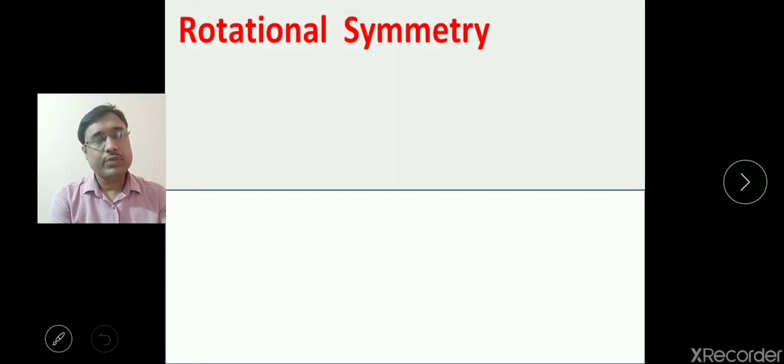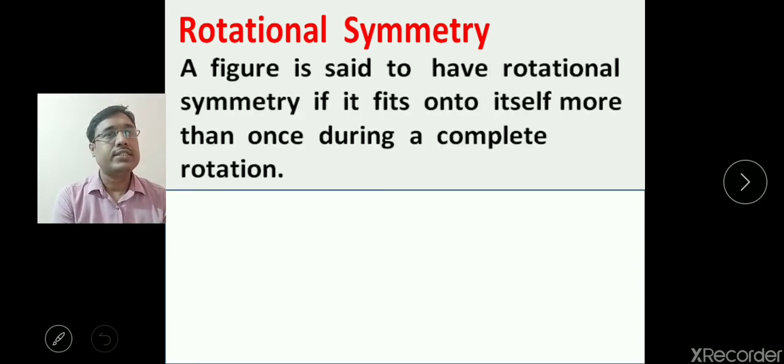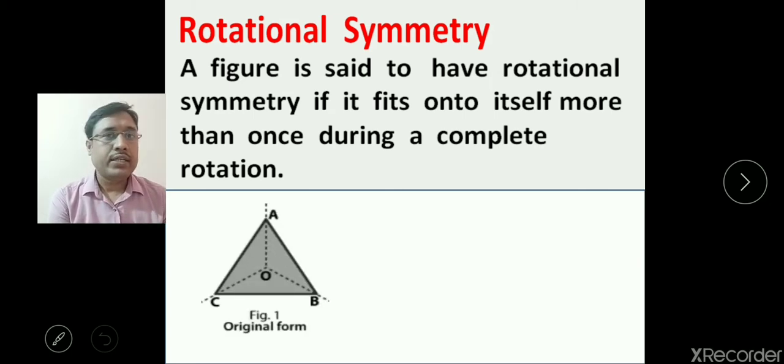We have rotational symmetry, and we can understand that a figure is said to have the rotational symmetry property if it fits onto itself more than once during one complete rotation of 360 degrees. We can understand that here by this diagram. The original figure is given here, figure number 1, that is of an equilateral triangle.